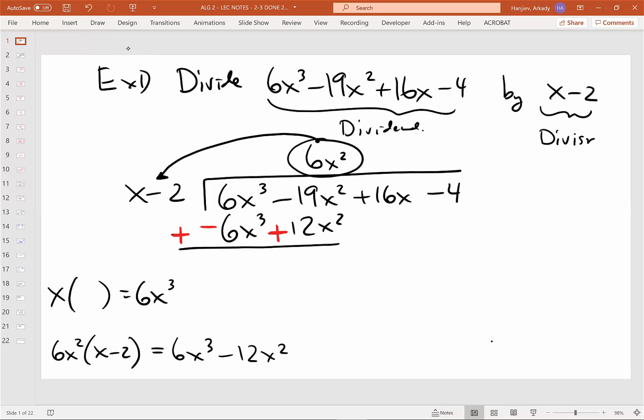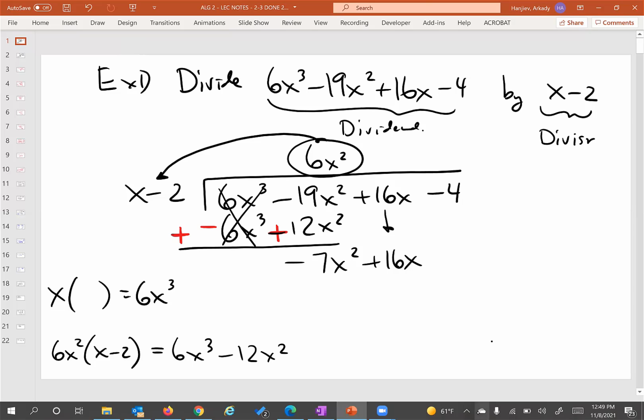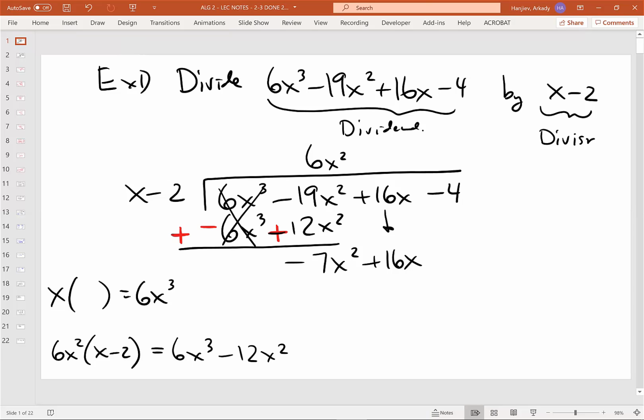So 6x cubed minus 6x cubed, gone. Negative 19 and a positive 12. If you add them together, you get yourself a negative 7x squared. Perfect. Okay, and here's the process. Next one comes down, and we start all over again. All right, like I said before, it just takes about 3 or 4 times to do these, and then you kind of sort of get the hang of it, just like long division. Get the hang of long division eventually. Okay, so all this gets erased. And we start over again.